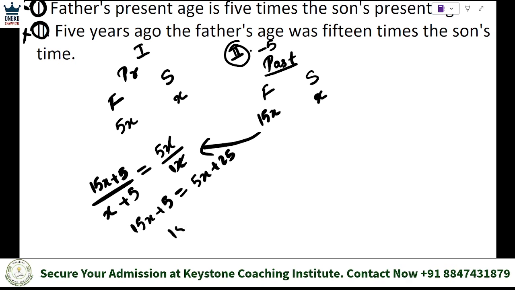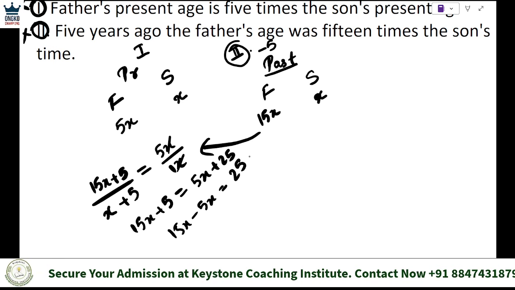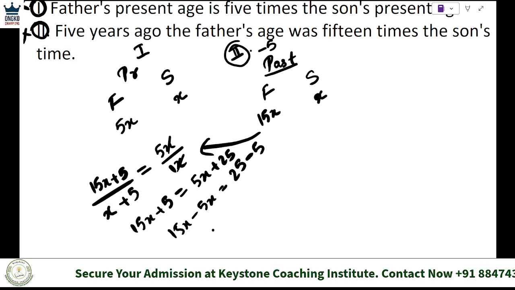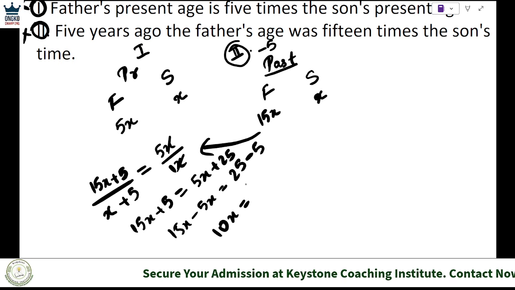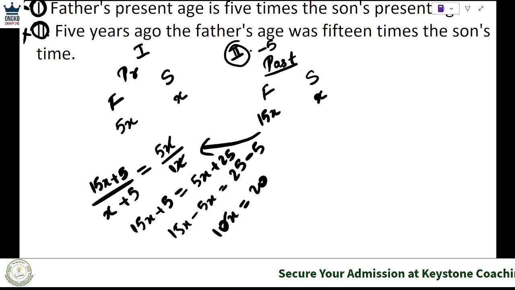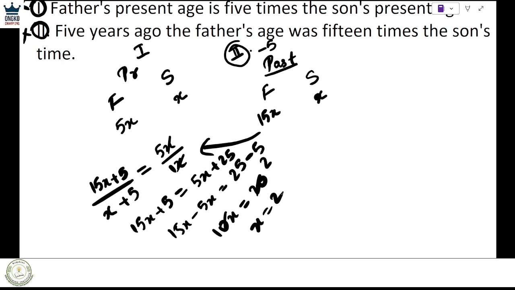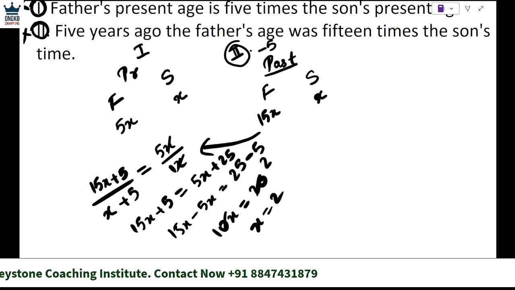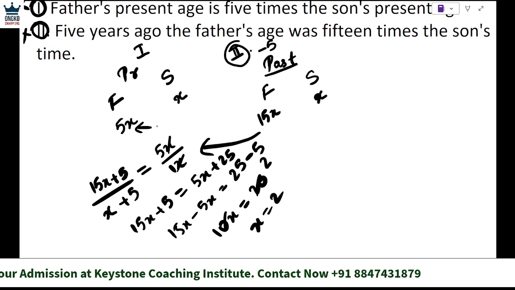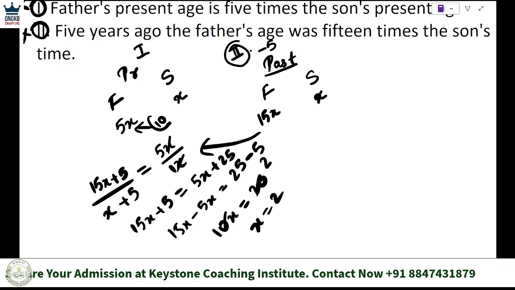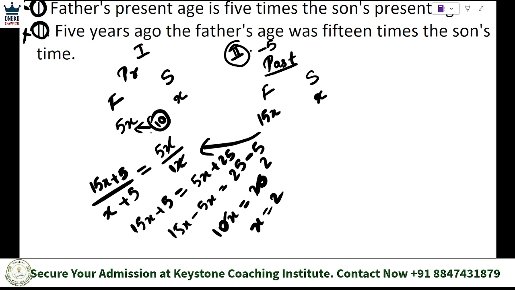So 15x minus 5x is equal to 25 plus 5 on the right side, minus 5. That just subtracts to 10x, then this one will give us 20, so x is equal to 2. The x value is 2, so the father's present age is 5 into 2, what, 10. Yes, it doesn't matter about the year.